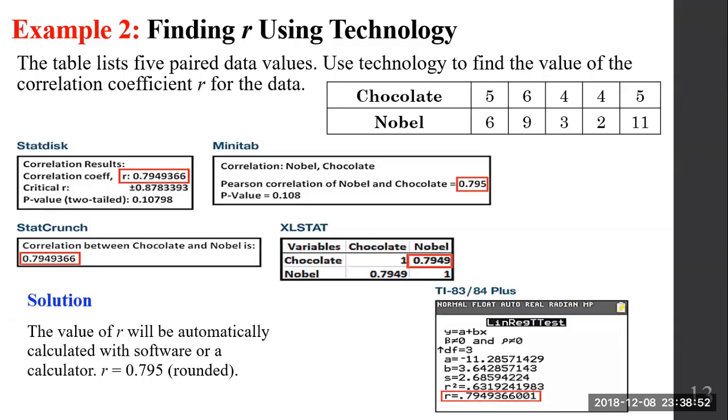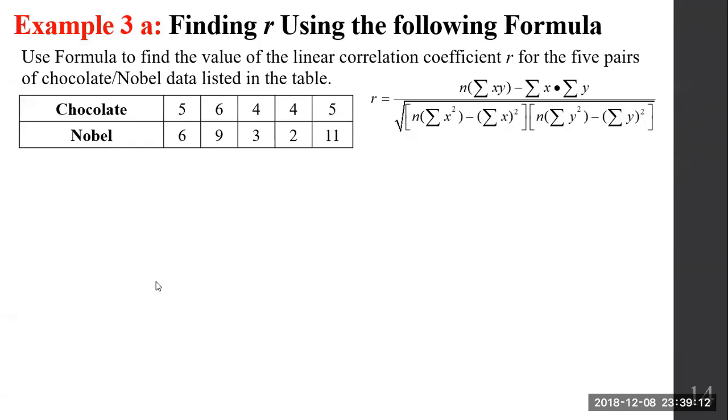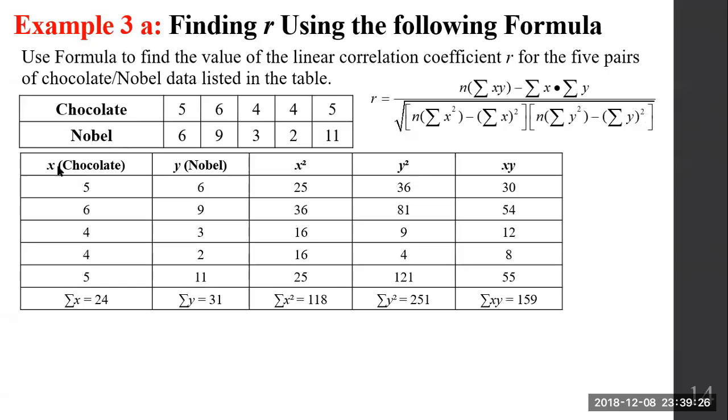As you can see, several technologies can be used to obtain the exact same result for R. You're probably going to use the TI calculator most likely, but other technology exists to obtain the same results. So let's take a look at this example. We're going to actually calculate R using the following formula, and we have our table here. We list the data for X, the chocolate: 5, 6, 4, 4, 5, and the corresponding values for the Nobel Y: 6, 9, 3, 2, 11.